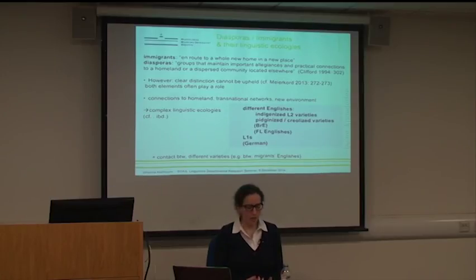And in this situation where connections to the home country, transnational networks, and the new environment matter to people, obviously that results in very complex linguistic ecologies for the people. So they encounter not just different Englishes, but also their first languages, of course. But if we just look at the Englishes, there are indigenized L2 varieties very often. For some, English is also the mother tongue. For some, there are pidginized and creolized varieties of English. Then they encounter British English, particularly if they're in Great Britain, of course. They might encounter foreign learner Englishes here as well as in Germany. And then if they're in Germany, obviously German comes in as well.